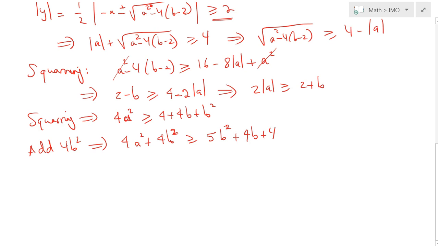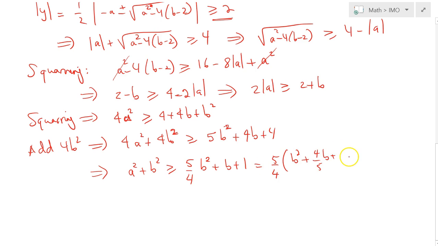But if we further divide both sides by 4, this would imply that a squared plus b squared is greater than or equal to, let's do it in 2 steps, 5 over 4 times b squared plus b plus 1, and then I can just factor out the 5 over 4. That would give me b squared plus 4 over 5 b plus 4 over 5.